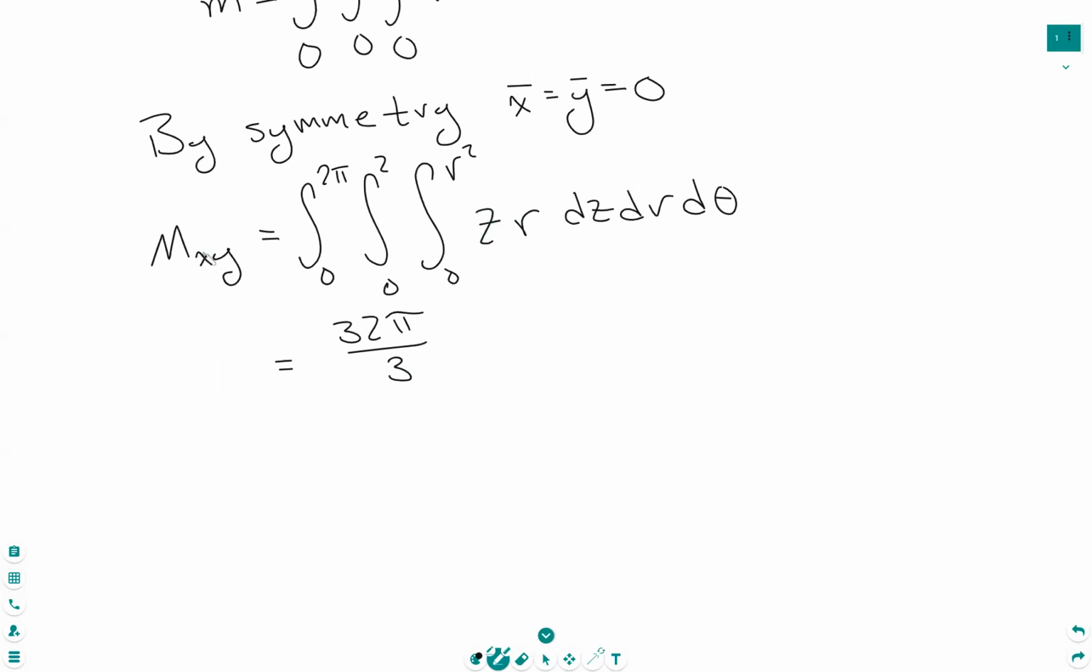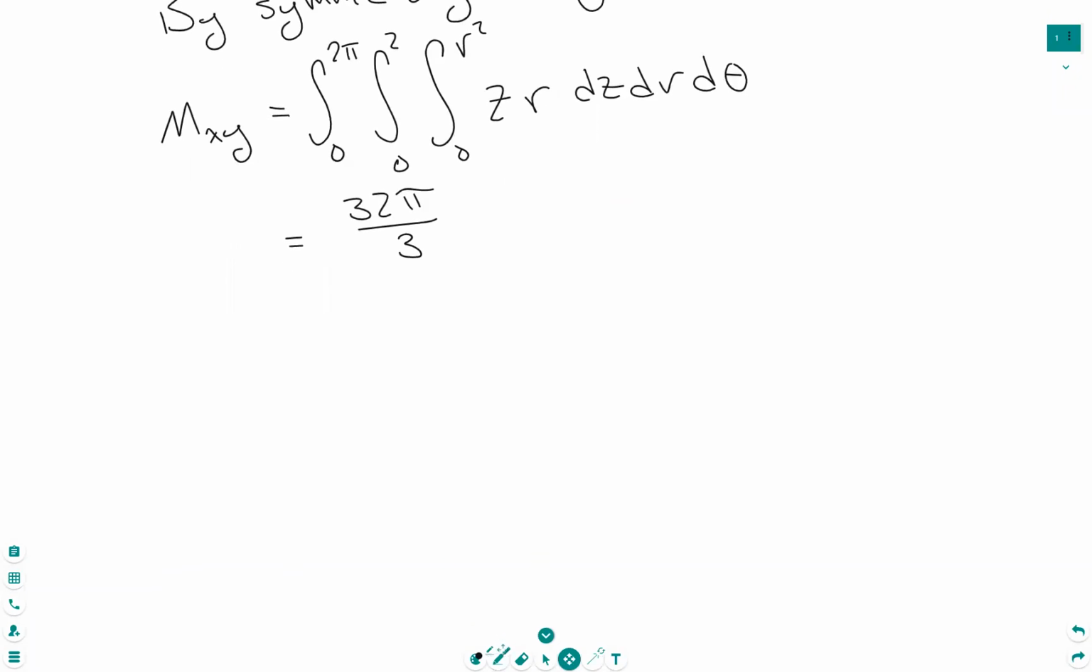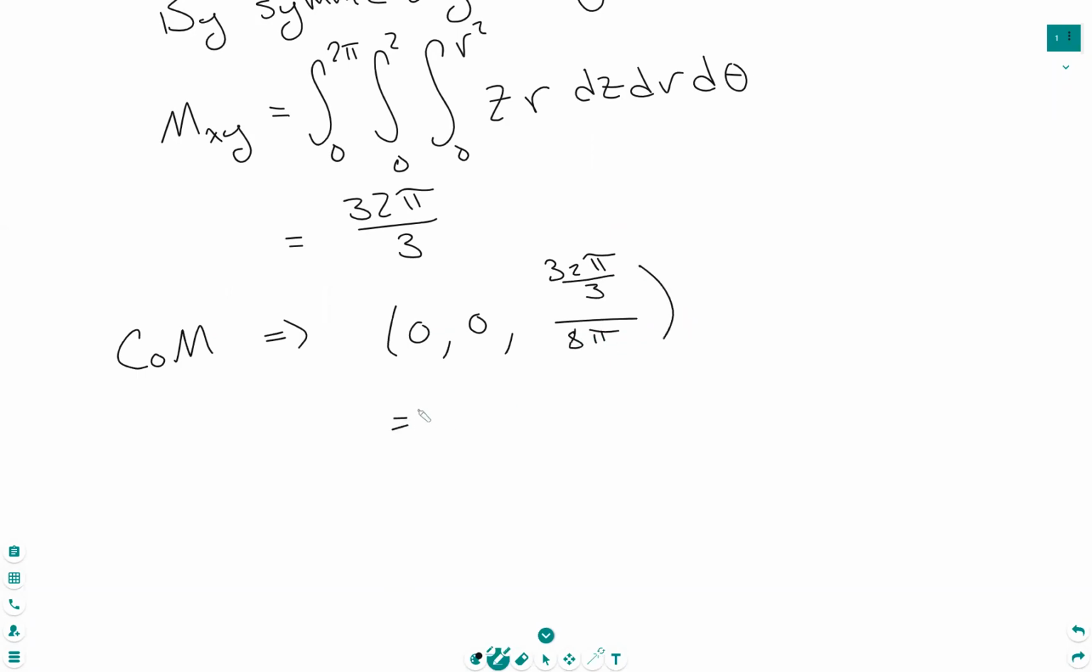Now, a question you might have is, what if I was calculating a different moment and I didn't necessarily see that these were 0 and I wanted to calculate them for myself? So you would have either an x or a y in here, but we're not integrating with respect to x or y, so we would need to convert that into cylindrical coordinates. So with that, we know that the center of mass is 0, 0, and 32 pi over 3 divided by 8 pi, or 0, 0, 4/3.